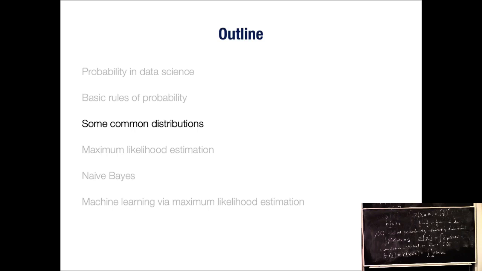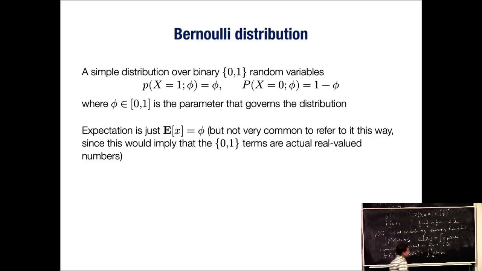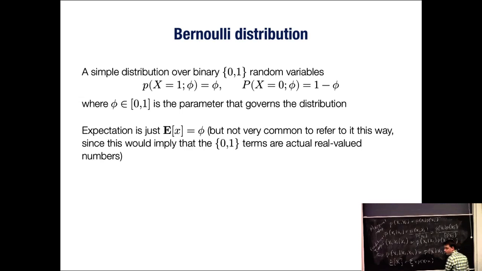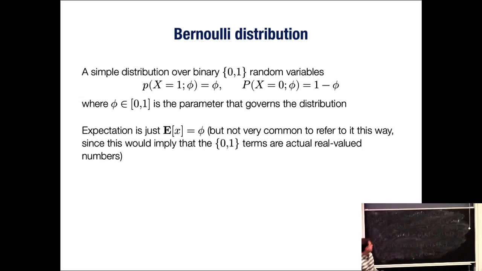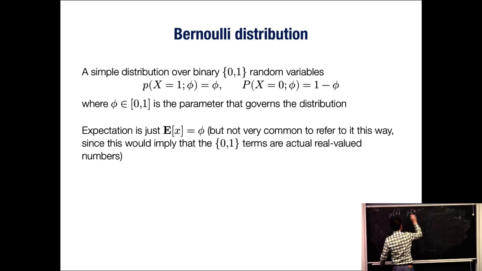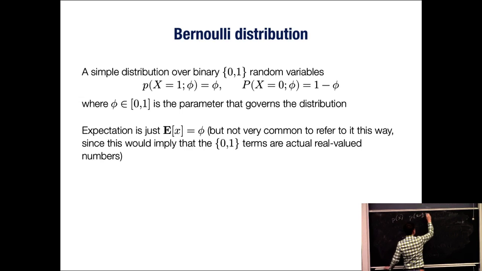So let's talk about the first thing, the Bernoulli distribution. This is a distribution over 0, 1 random variables. And that is exactly what you would expect. You have a variable x that can take on values in either 0 or 1, and the probability that x equals 1 is equal to phi, some number phi between 0 and 1.